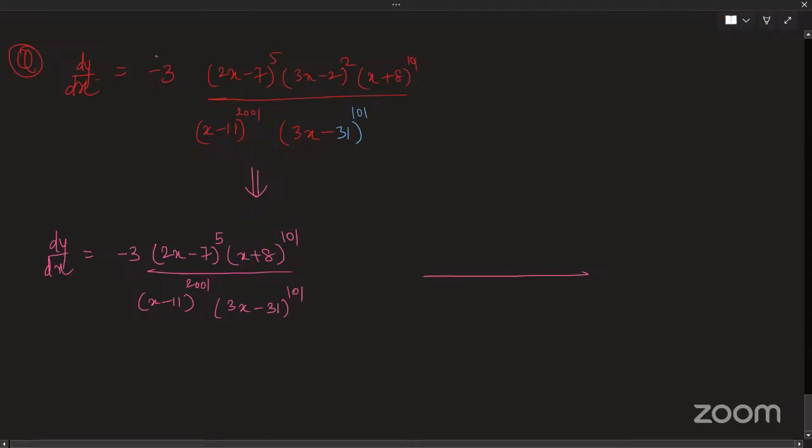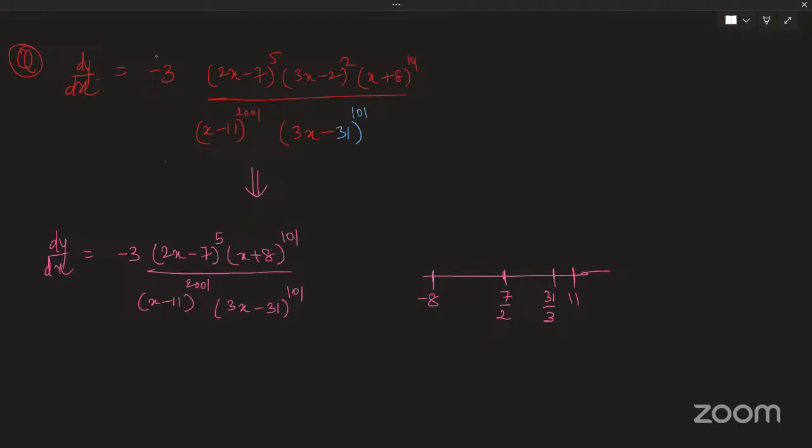7 by 2, 8, 11, 31 by 3, and minus 8. Okay, then I've got 11 and I've got 31 by 3, right? Will it look something like this? Yes, sir. So I start from the right hand side of 11.